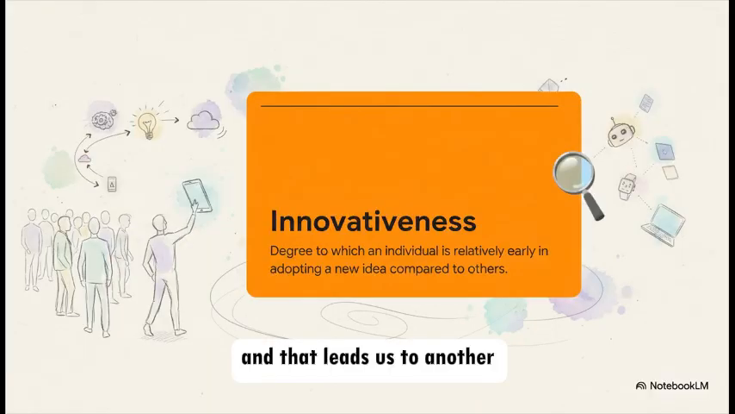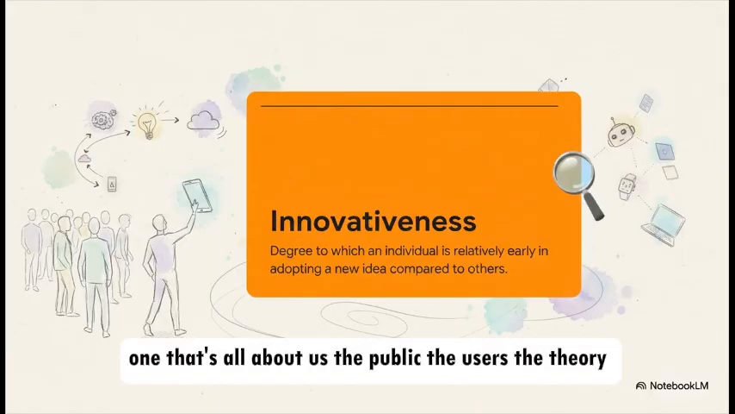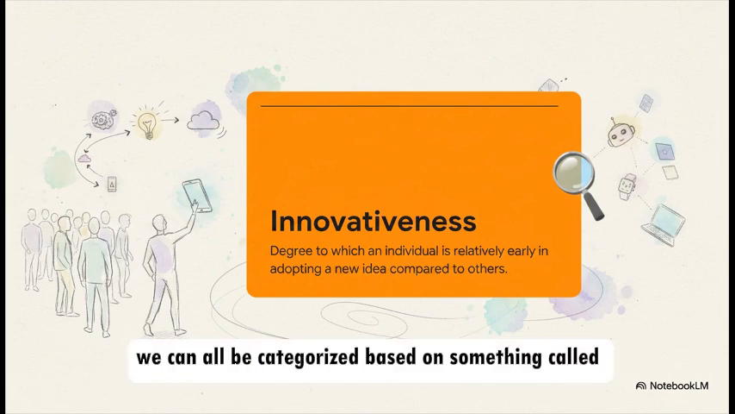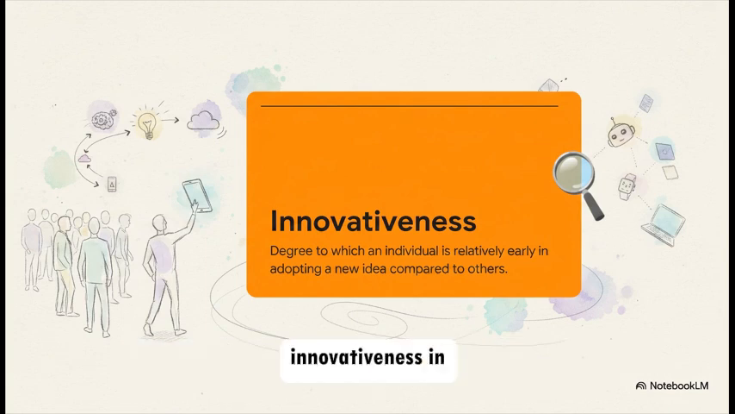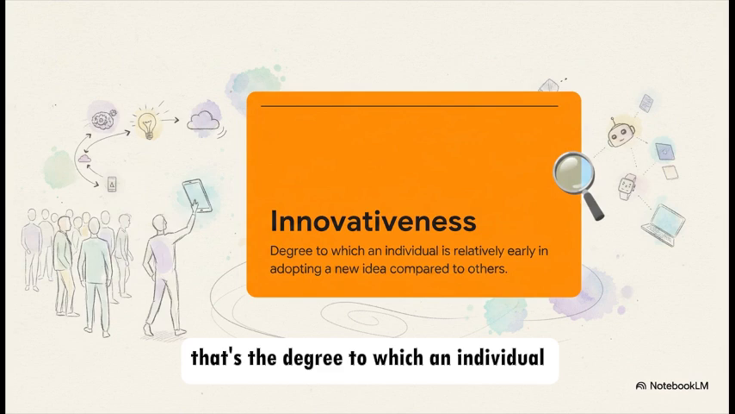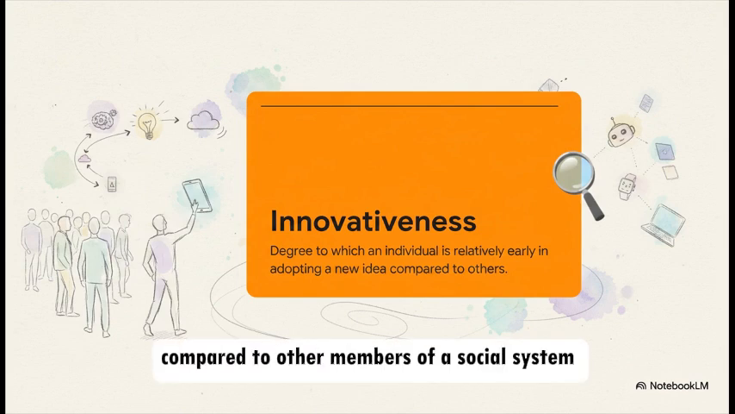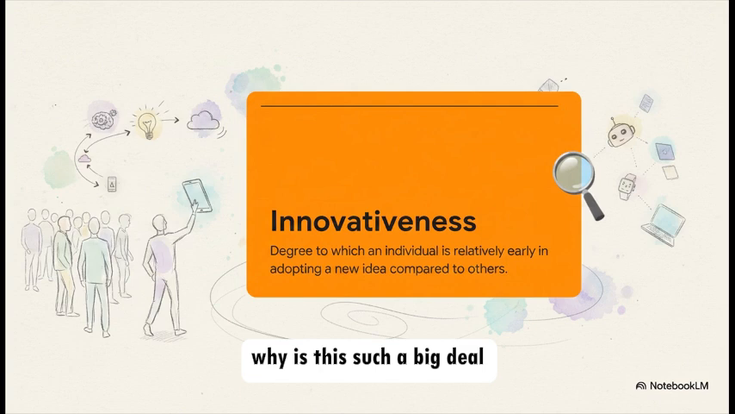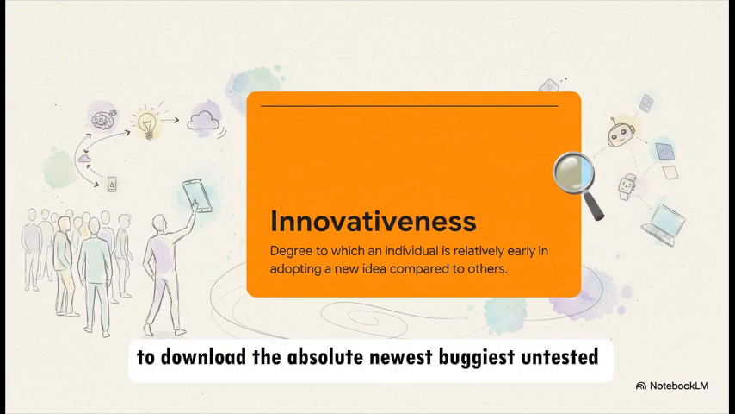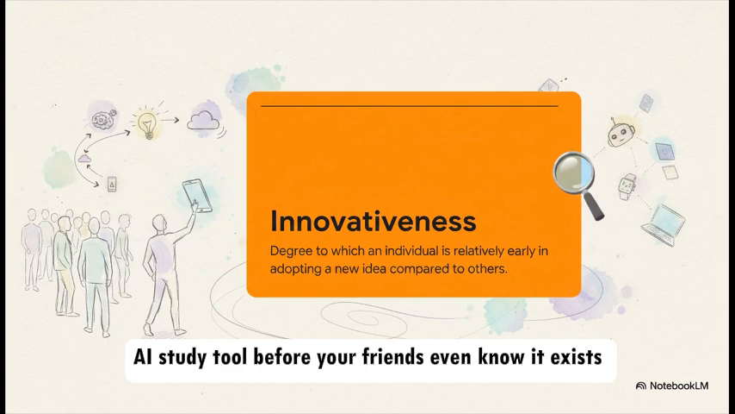And that leads us to another massive assumption, one that's all about us, the public, the users. The theory assumes we can all be categorized based on something called innovativeness. In academic speak, that's the degree to which an individual is relatively early in adopting a new idea compared to other members of a social system. Why is this such a big deal? Because it explicitly acknowledges that we are not a monolith. People have completely different psychological appetites for risk. Some of you are incredibly quick to download the absolute newest, buggiest, untested AI study tool before your friends even know it exists.